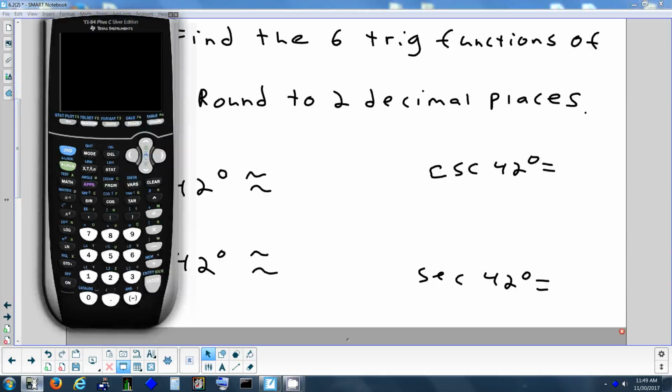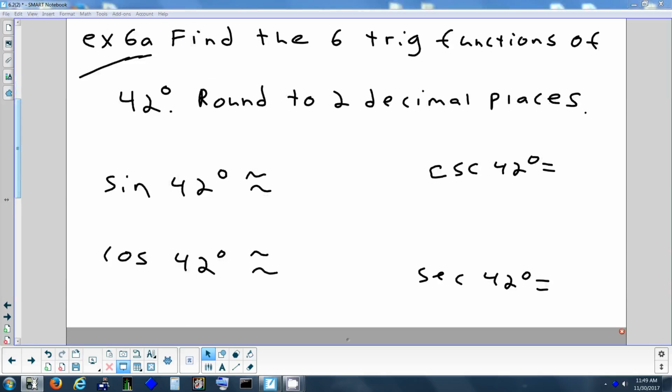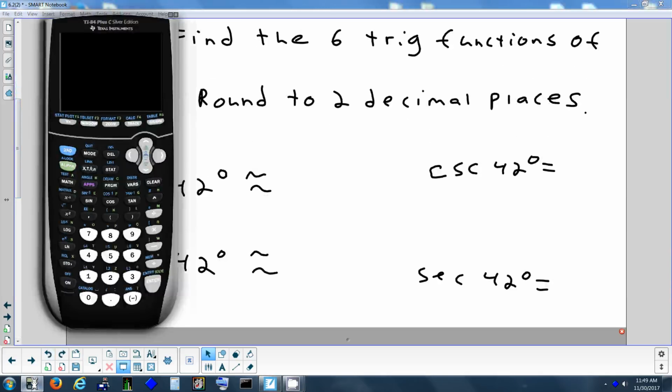Okay, so on my calculator, first thing I need to do is make sure I'm in the right mode. What mode should I be in for this problem? Well, what are my 2 choices for the mode? Radian or degree? And which one is this? Degree. What if this was the problem? Now you're in radians. So pay attention to if the circle is there or not.